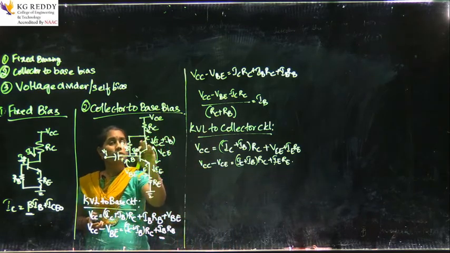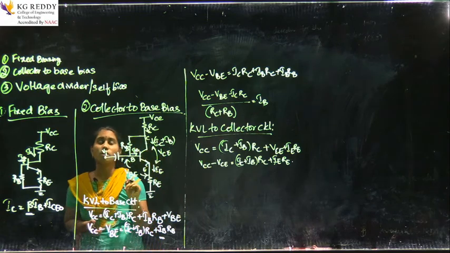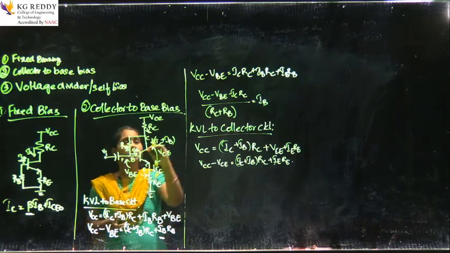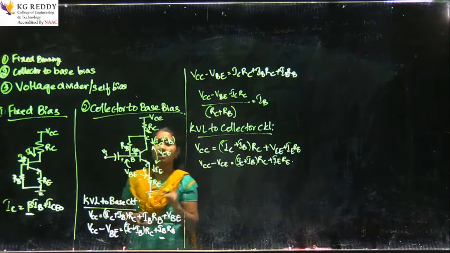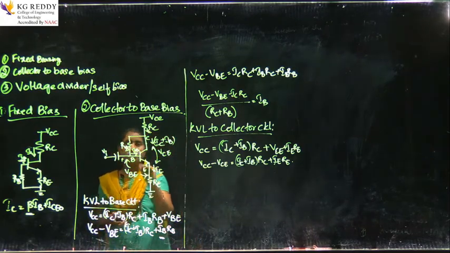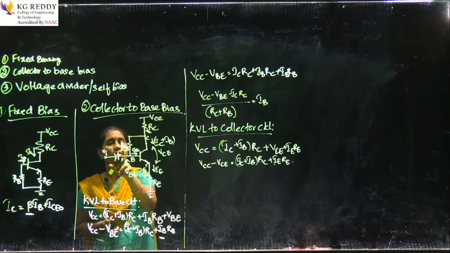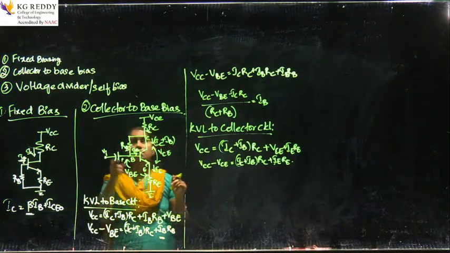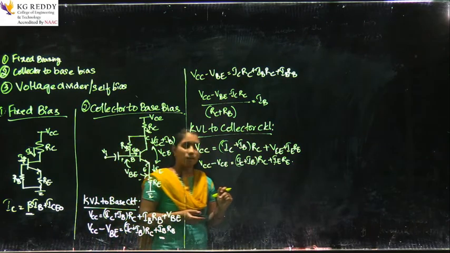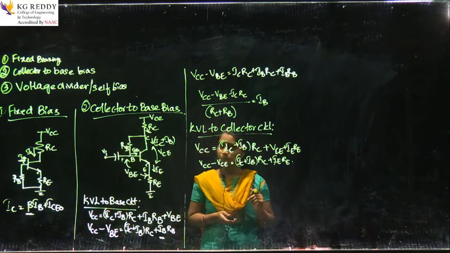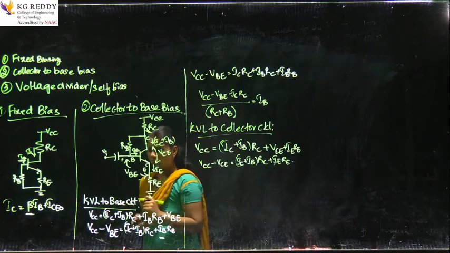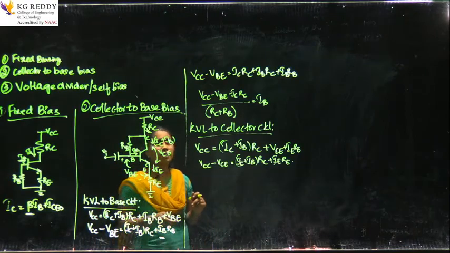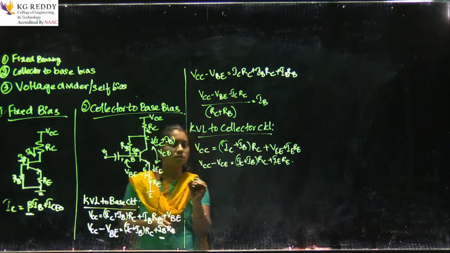So, this concept is nothing but called a negative feedback system. So, we can decrease the collector current by using one feedback resistor between the base and collector point. Okay? This is one of the advantages of the collector to base bias method. Okay. Now, let us discuss the third one, the voltage divider circuit.